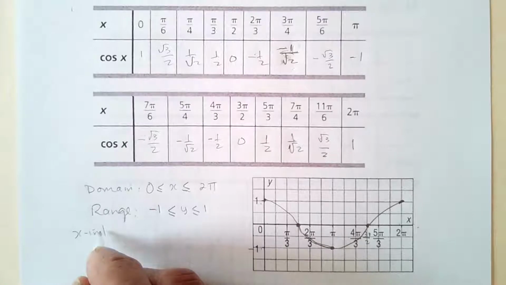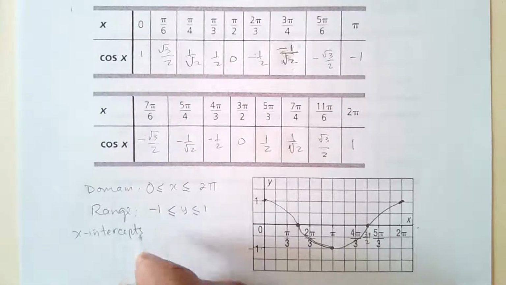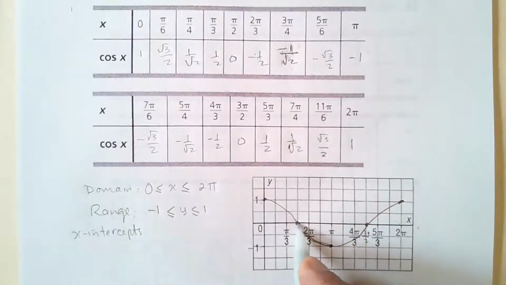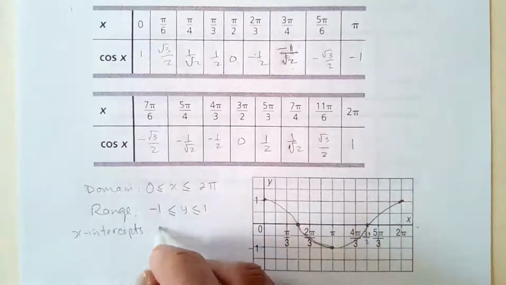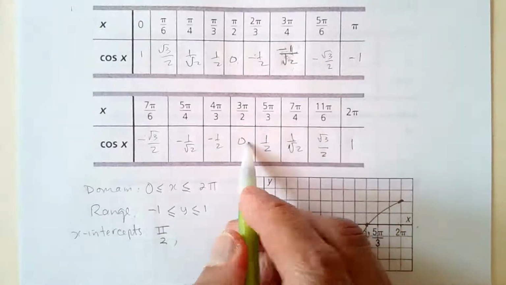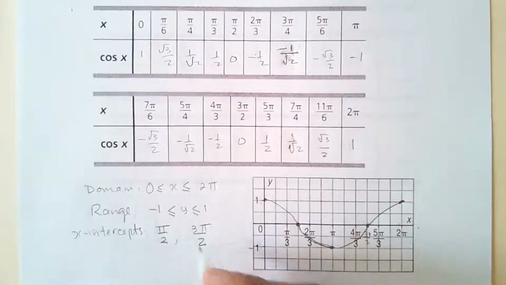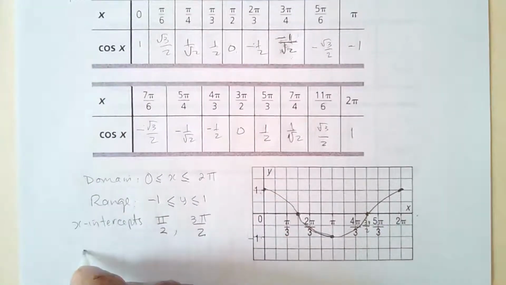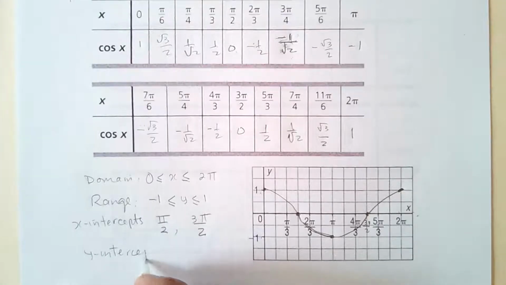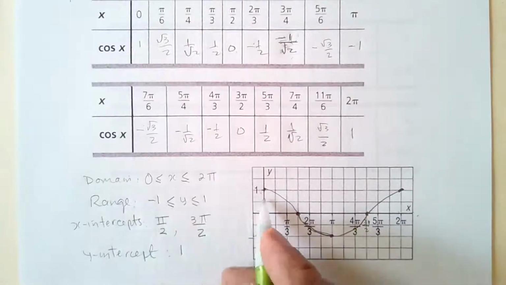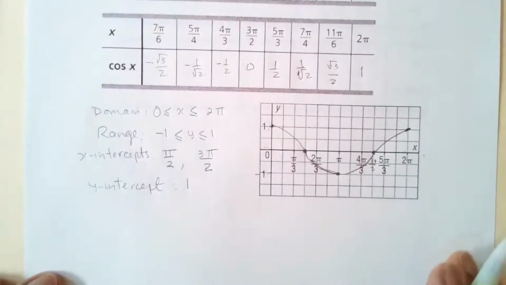The x-intercepts, now this is where it's different from the sine graph. The x-intercepts, what are they? They are pi over 2 and 3 pi over 2. The y-intercept is at 1. Now, the amplitude, in this case, we're going to look at the amplitude similar to what we did for sine. The amplitude is 1.